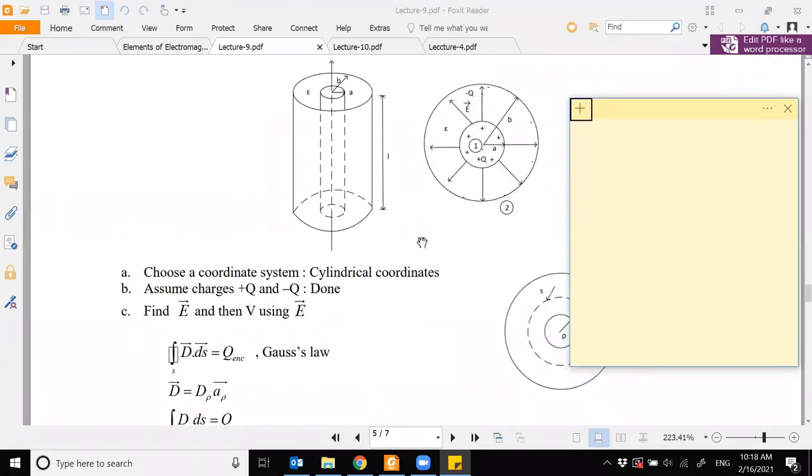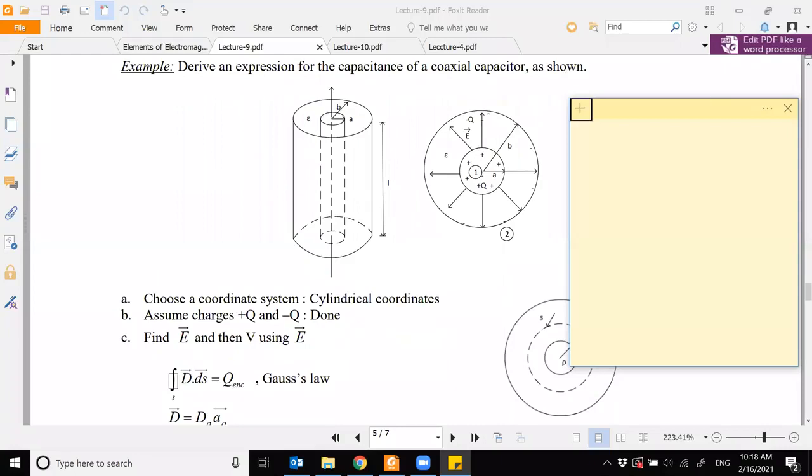So now how are you going to solve this? Choose a coordinate system. So which coordinate system would be the best for this one? Cylindrical, right? The cylindrical coordinate system, because it's a coaxial cable. Its shape is very similar to a cylinder. So the easiest one is the cylindrical coordinate. Then assume the charges, which we have already assumed. And now we are going to the third one, which is we need to find E.